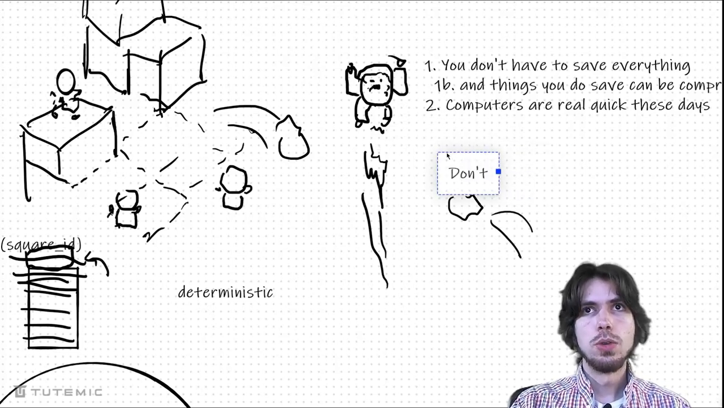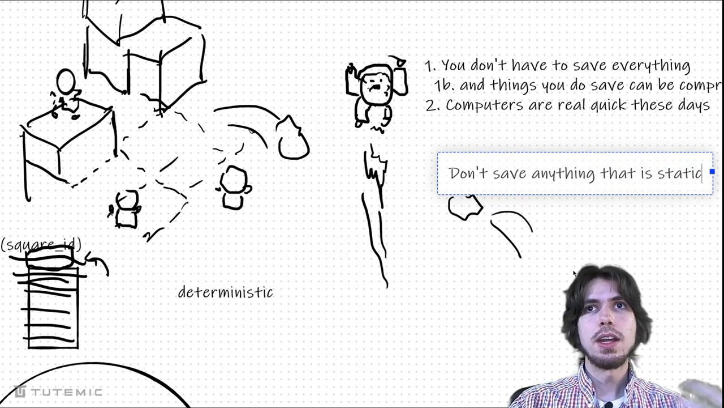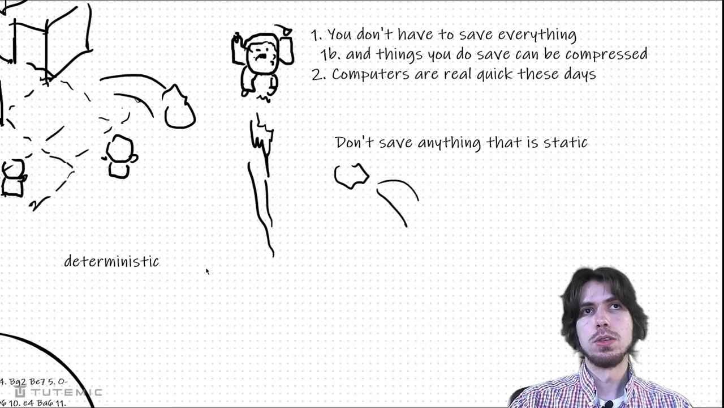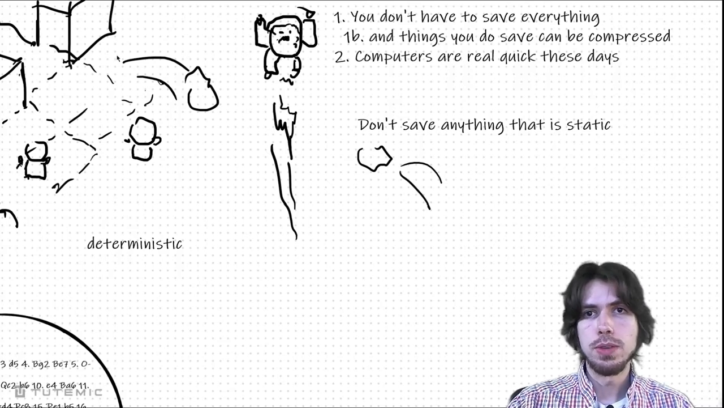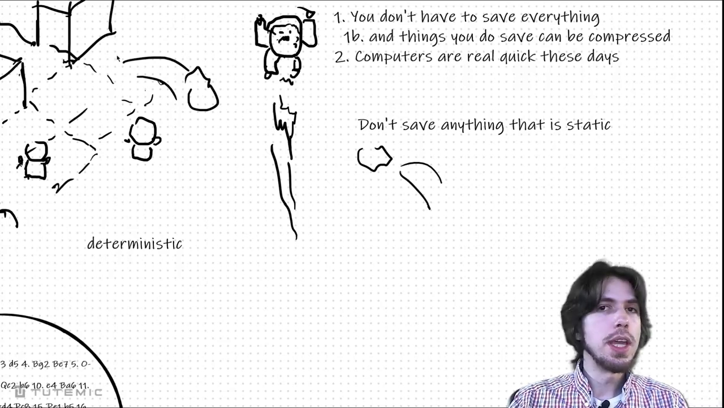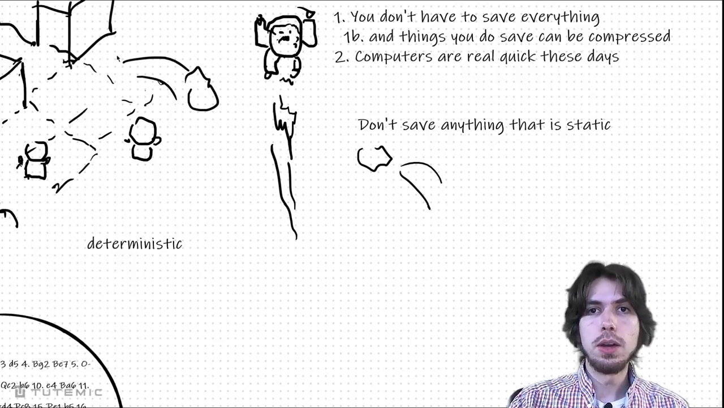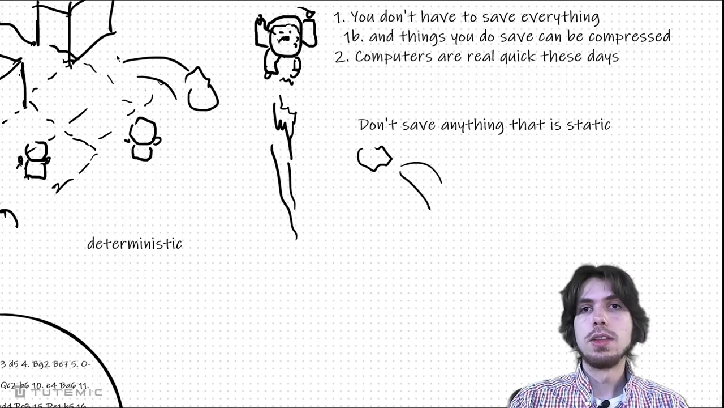So don't save anything that is static. And by static, I mean constant, something that remains the same every single frame. You don't save that there is a square at F3 every frame, or that there's a tree at a specific location every single frame. If the tree can't move, then don't worry about the tree. It's just part of the environment, and the environment is static. The different environmental variables that don't change are static and can remain things you don't save, okay?